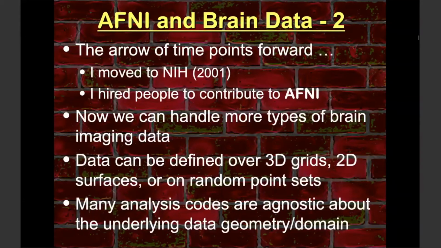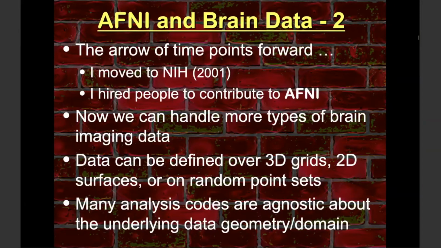I moved to the NIH in 2001 when the NIH started buying fMRI scanners by the dozen, well, not that many, but a bunch, which is an expensive thing to do, so they needed data support. And so I was able to hire people to contribute to AFNI. And so we can now handle more types of brain imaging data. The data can be defined over 3D grids or 2D surfaces or on random point sets. I'll give some examples of that.